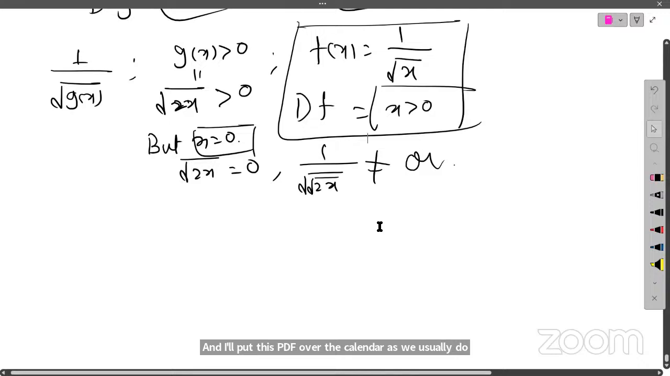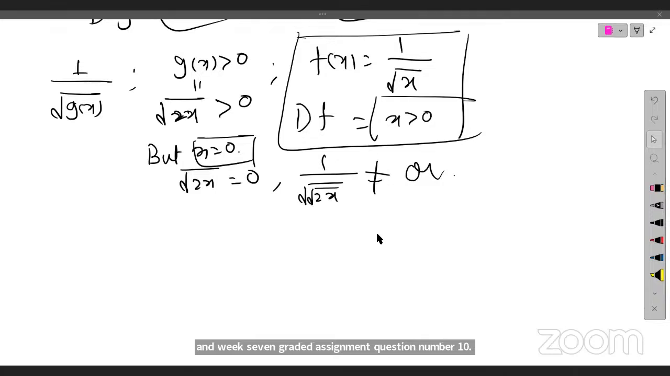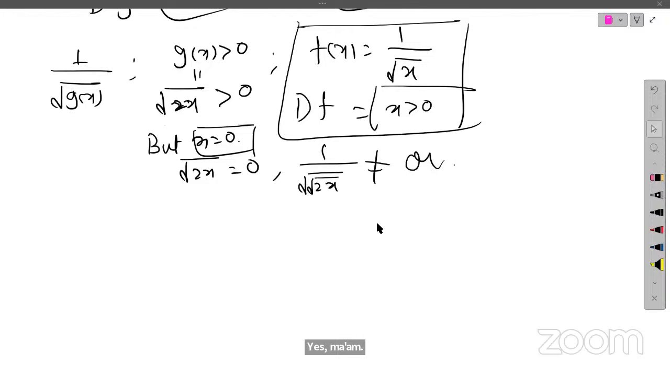Week 7 graded assignment, question number 10. Suppose the company modifies the error in estimation by algorithm 3 as c n dash equals n times e to the power 1 by 20n minus n. What will be the new error in estimation by algorithm 3 up to 3 decimals? So here you have to find the limit of this particular sequence, correct? Yes, ma'am. Now how do we find the limit of this sequence?